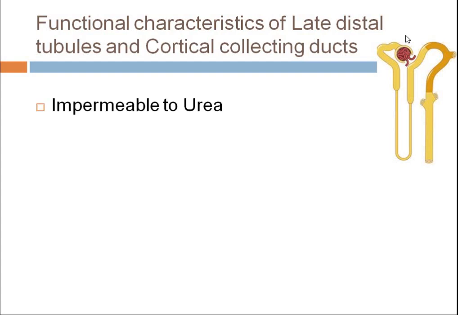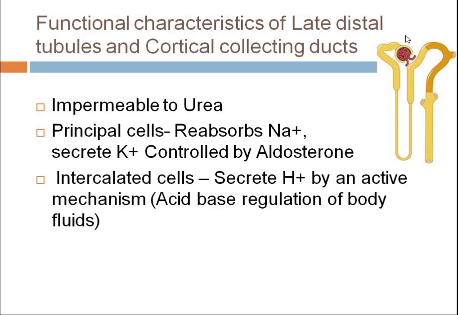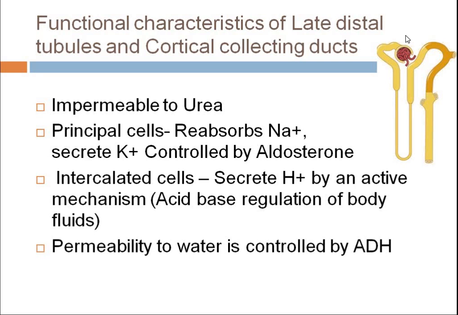So again, here we find the functional characteristics of the late distal tubule and cortical collecting duct. This portion is impermeable to urea. The principal cells reabsorb sodium and secrete potassium, which is controlled by aldosterone. The intercalated cells secrete hydrogen ion by an active mechanism. Therefore, they help in acid-base regulation of the body fluids. The permeability of water in these cells is controlled by ADH. So only with the action of ADH can the permeability of water be increased or decreased.